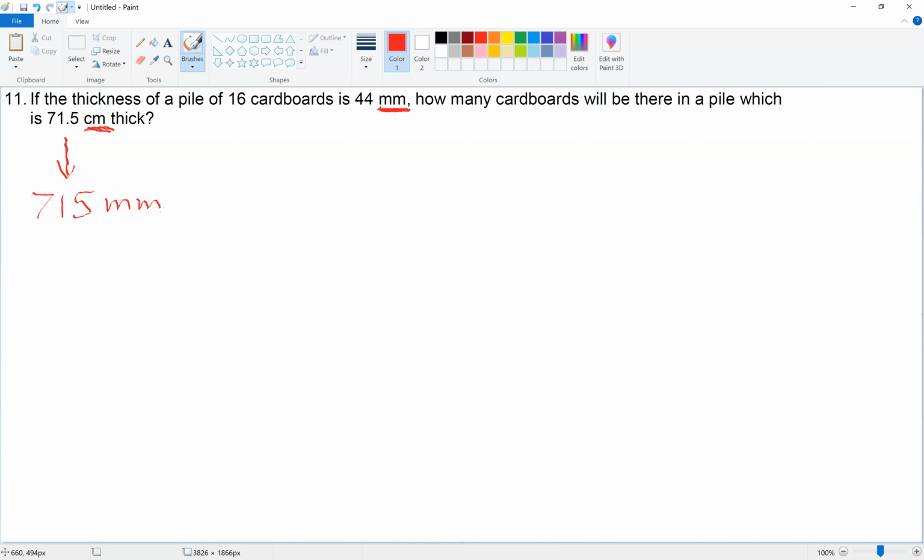Yep. Now, what is the question? Is it the cardboard? How many cardboards will be there in a pile? So which is what number? 71.5. Hold on. So when I write, what should be on the right side, cardboard or millimeter? Cardboard, which is 16. And this is 44. Yep. Now find the unit rate.